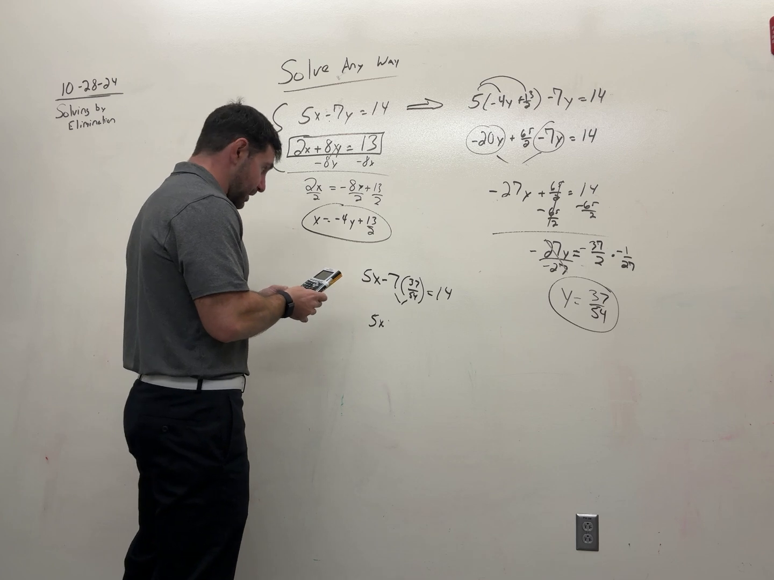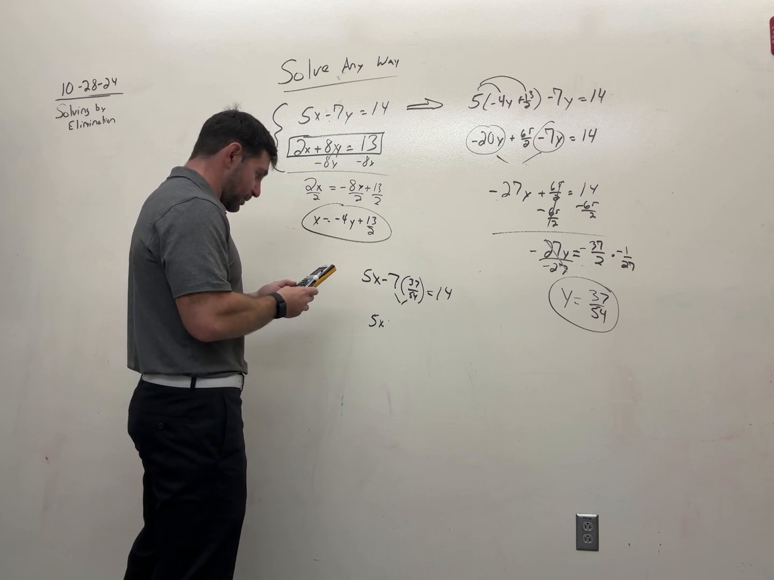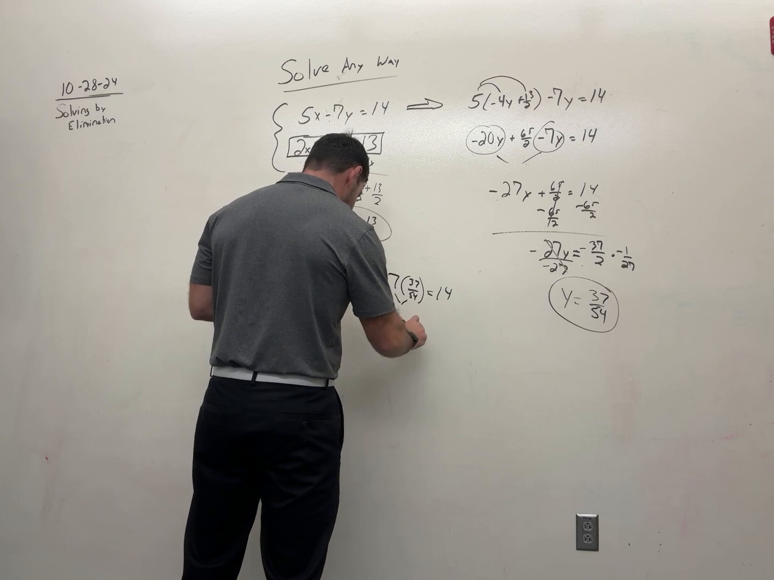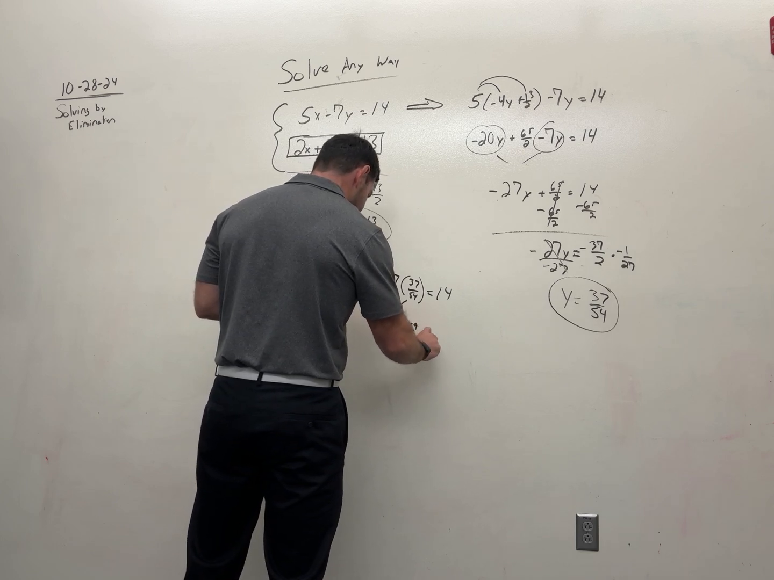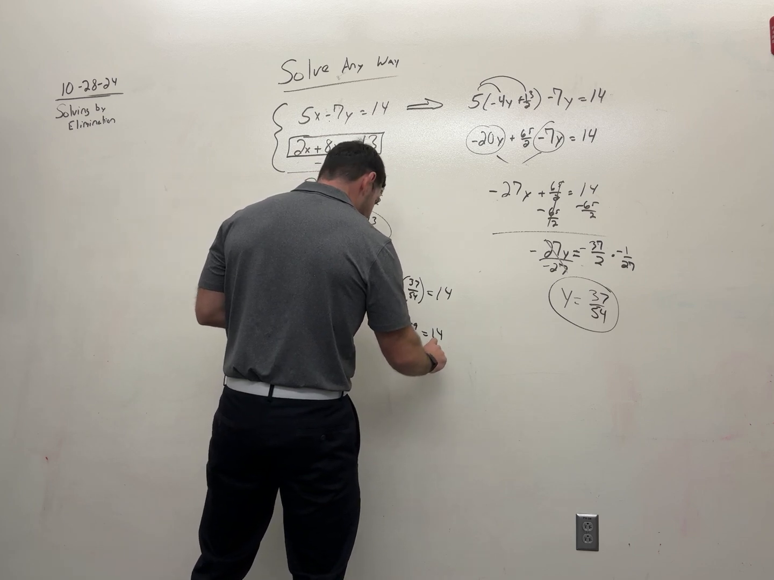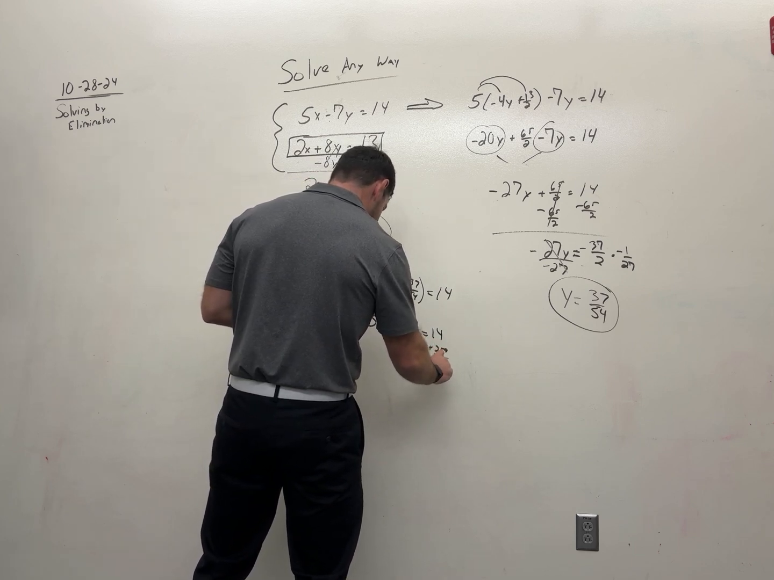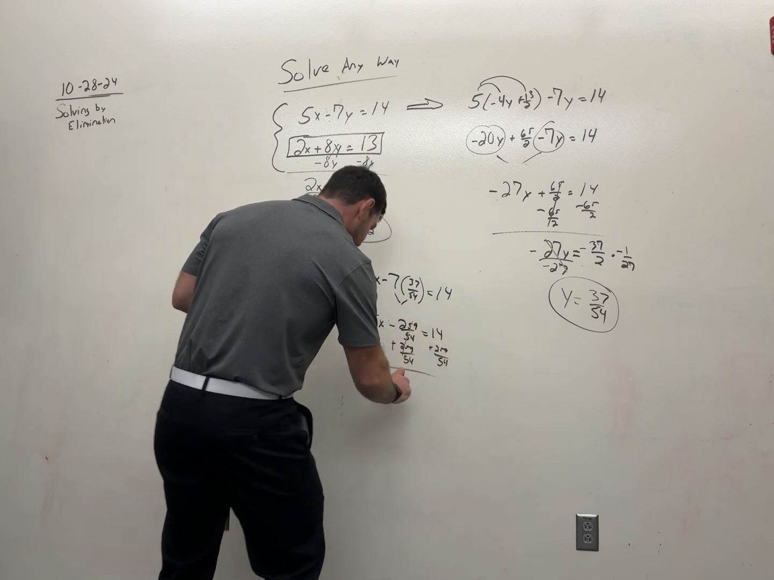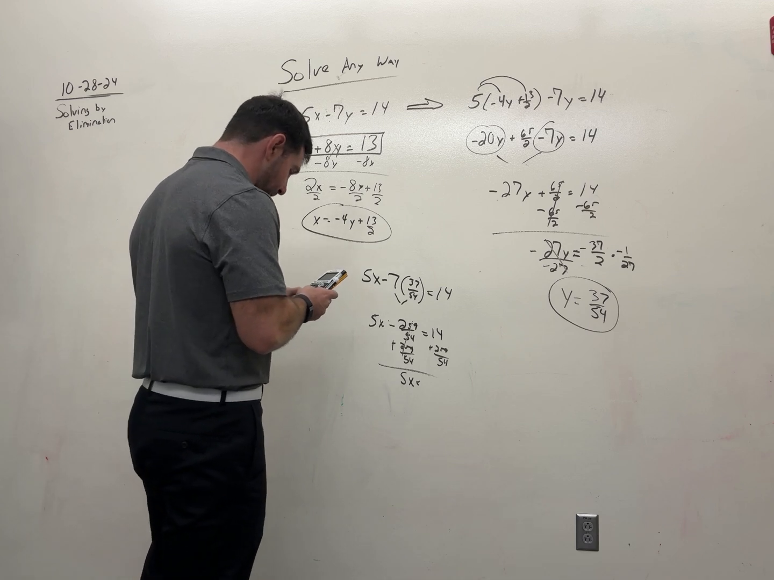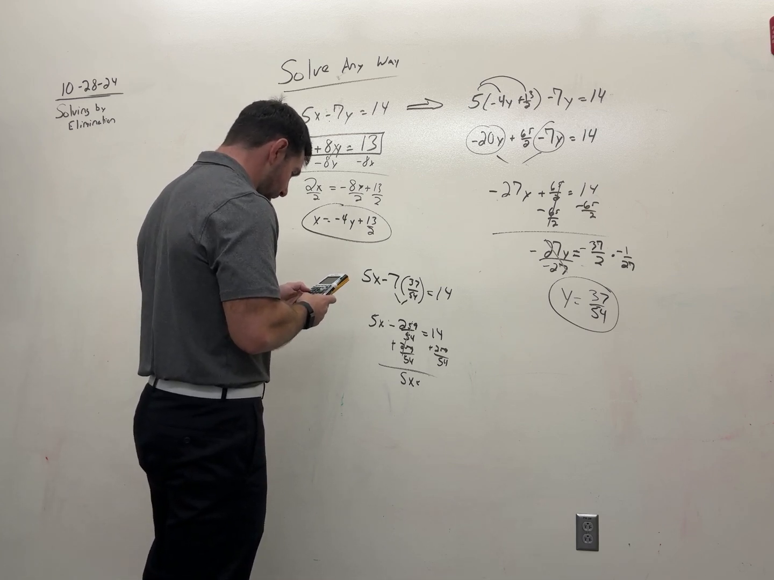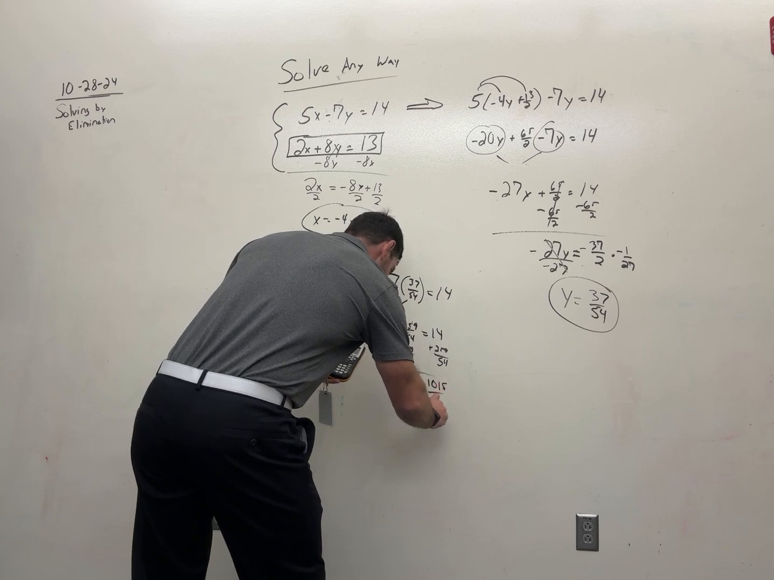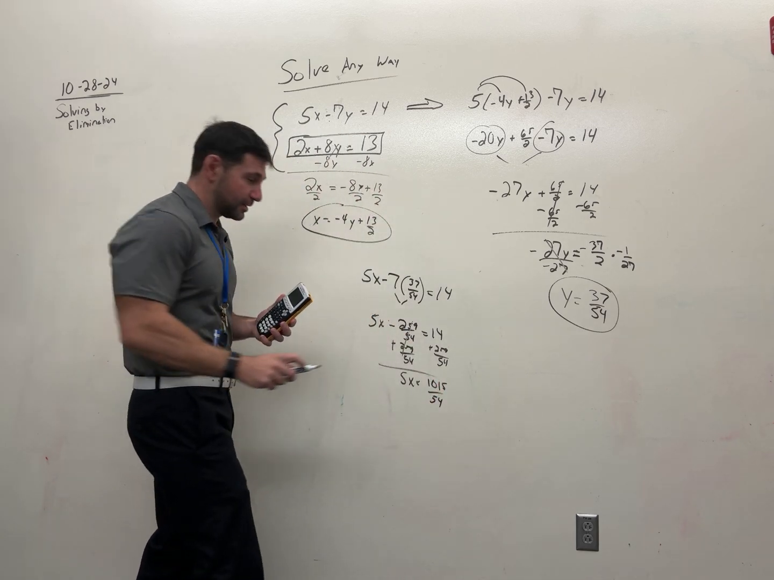5x, negative 7 times 37 divided by 54. Math, enter, enter. Gives me negative 259 54ths equals 14. Add that to both sides. That gives me 5x equals, so now 14 plus 259 divided by 54. Math, enter, enter. Gives me 1,015 54ths. Divide by 5.